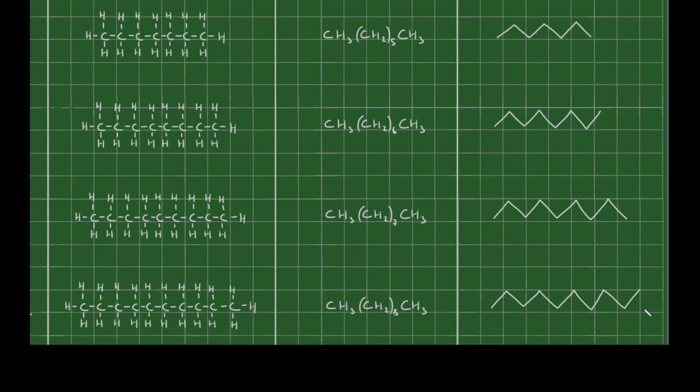When we draw skeletal formulas, each beginning and corner, or if you like, each zig and each zag, represents a carbon. Although we do not draw in the hydrogens, they are definitely there.